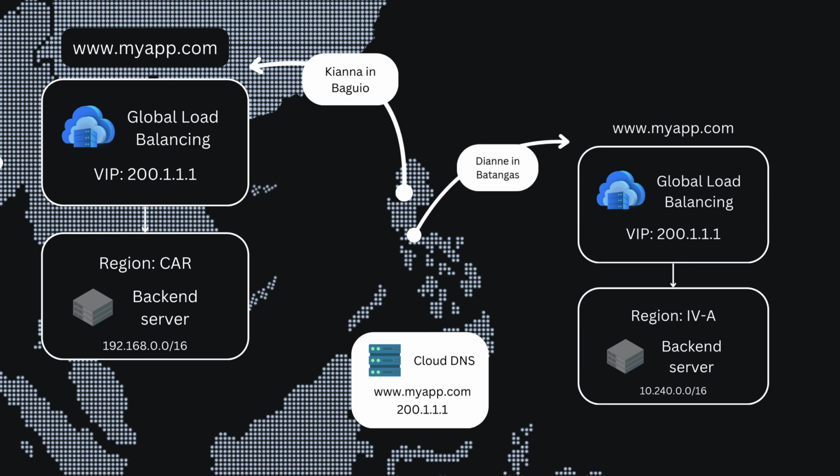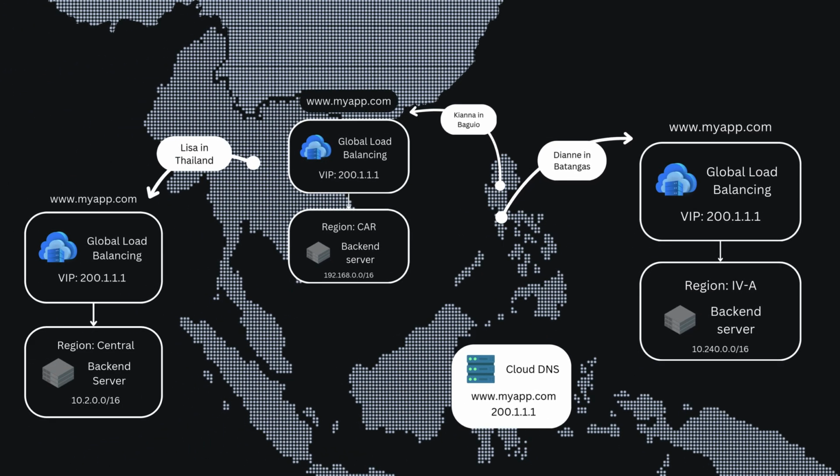As more users join from different locations, additional instances are created in those regions, ensuring seamless scalability without needing to change virtual IP or DNS configurations. As applications expand globally, cloud load balancing continues to optimize traffic.